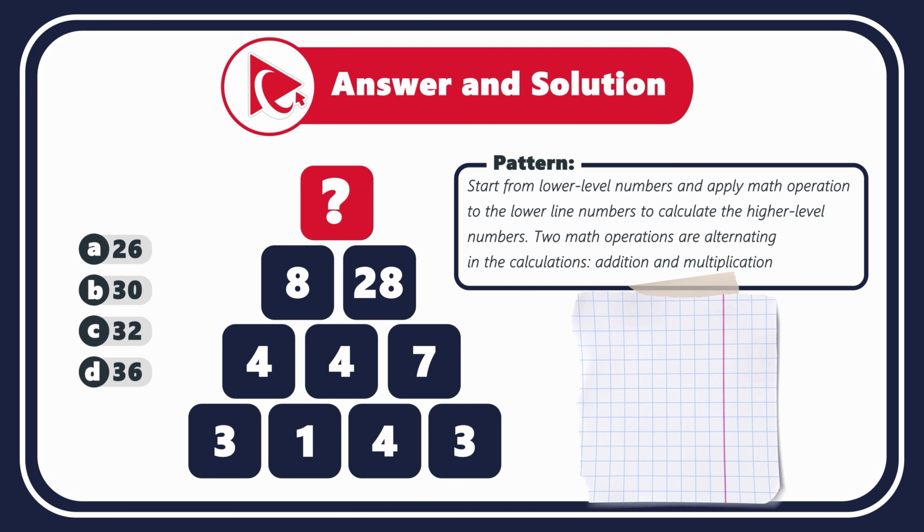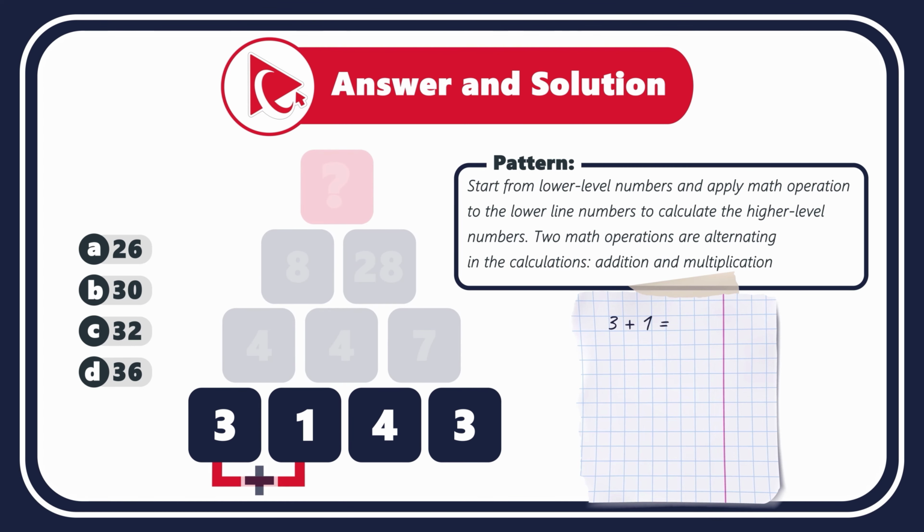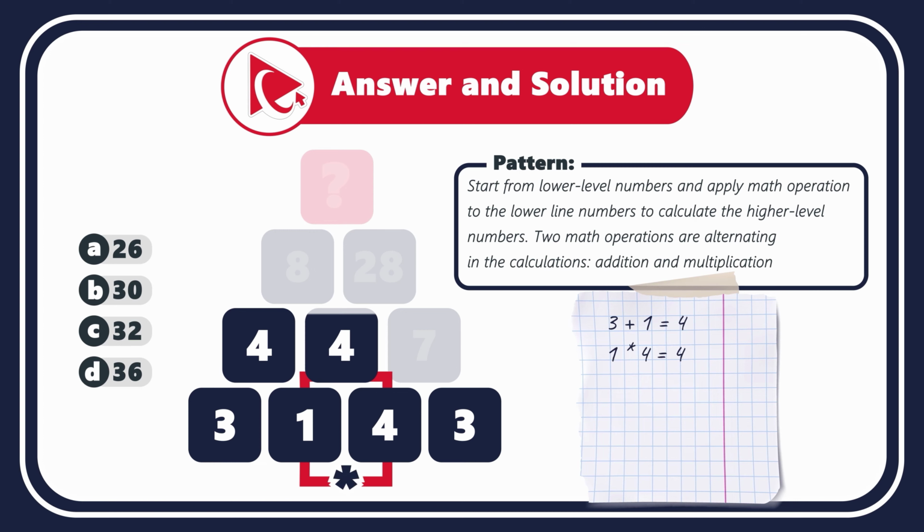Let's look at the numbers in the bottom left corner. 3 plus 1 equals 4. But 1 multiplied by 4 equals 4. Remember I told you that addition and multiplication are alternating.